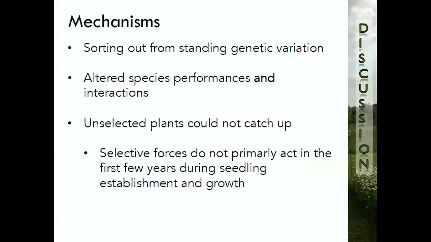So the mechanisms that we think are behind what we see here: we think that it might have been a sorting out from standing genetic variation. We know that when the experiment was set up, we had quite a large genetic variation. So with this selective effect, there was just a sorting out of genotypes that are performing the best in these kinds of communities.